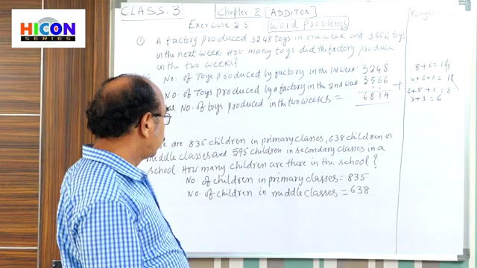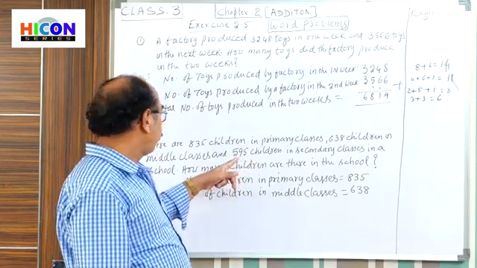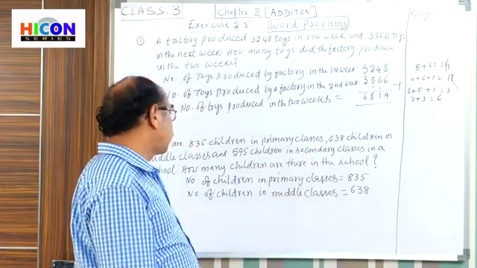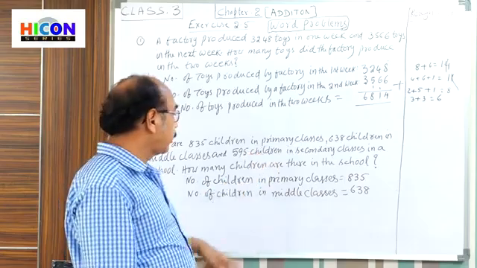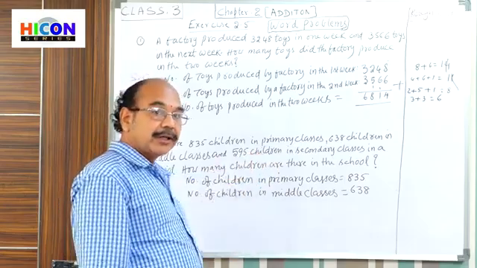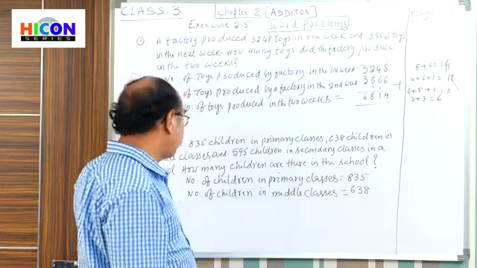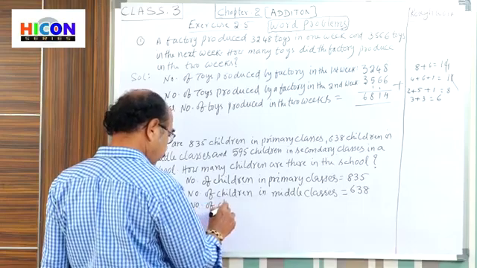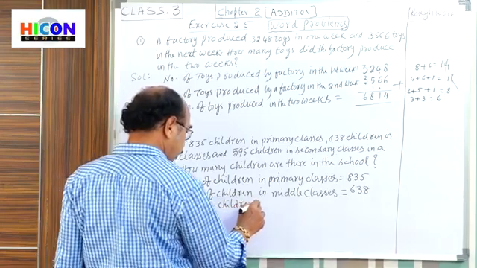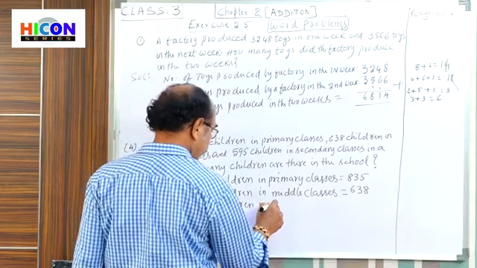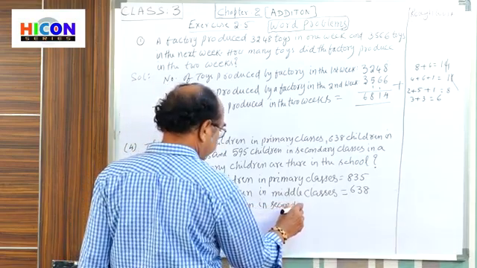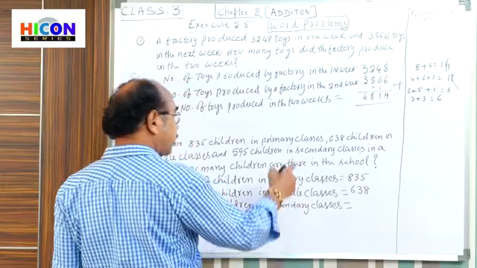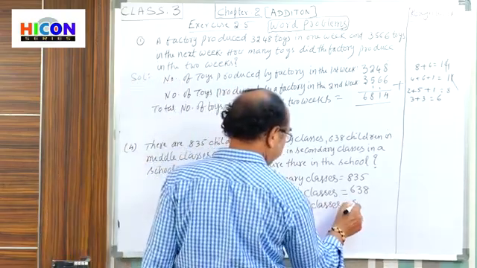Now, another one. 595 children in secondary classes. In secondary classes, how many children are there? 595 children are there. That we write here as a third step. Number of children in secondary classes. How many children are there in secondary classes? 595.